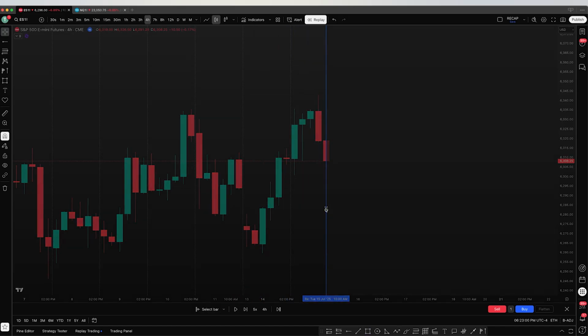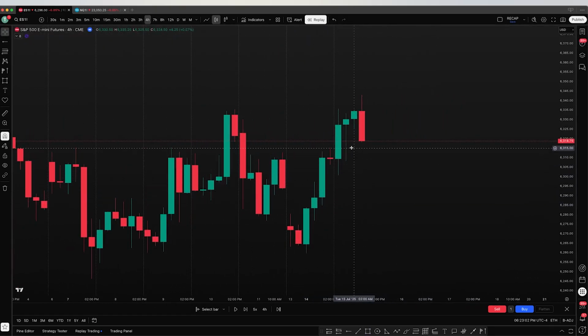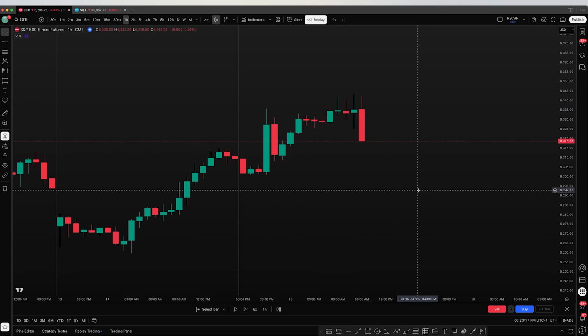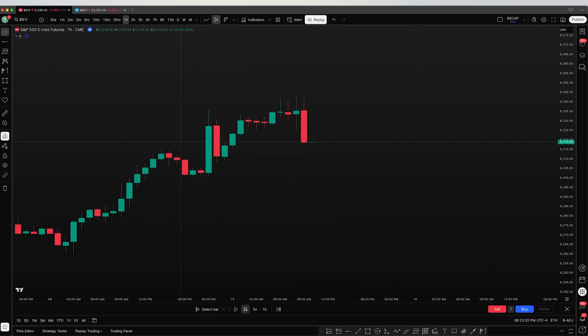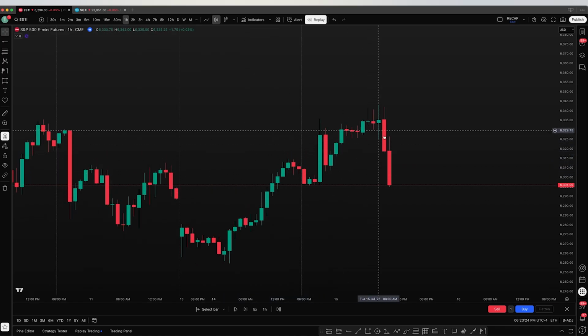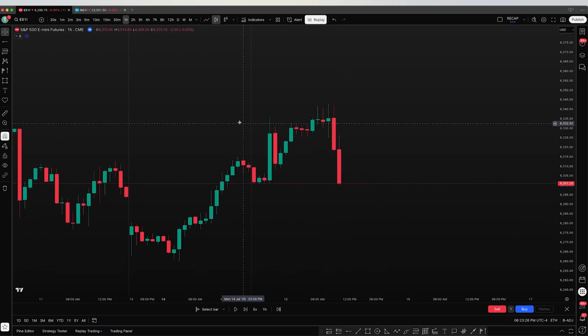Just backing up here, this is what it looked like. Once I saw this closure on the 4 hour, I was looking for shorts. We had this candle on the 1 hour, and then the next candle moved lower to the low of day. And still there's so much bearish momentum here, and we can see these strong bearish candles.